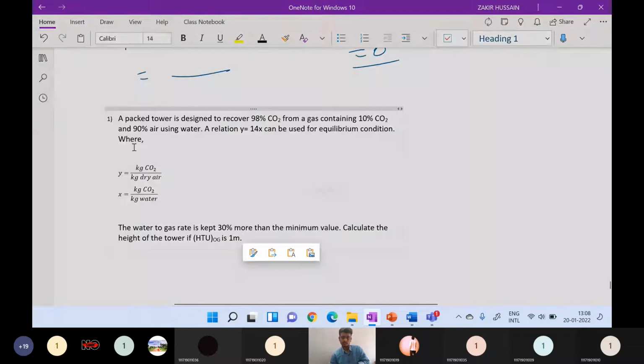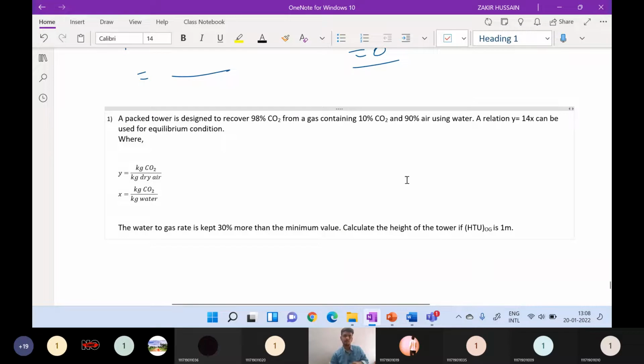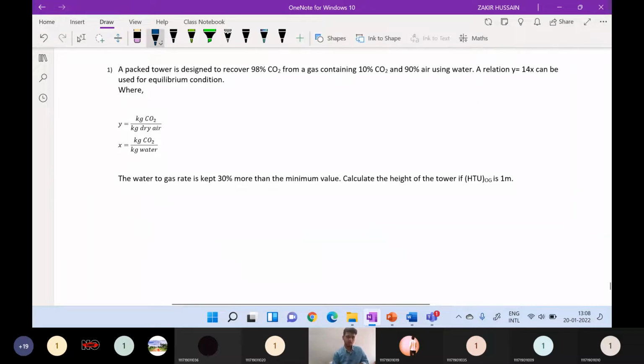Problems are easy in this one, but at the same time somewhat lengthy. Just you have to look after that one. So this is problem 2.